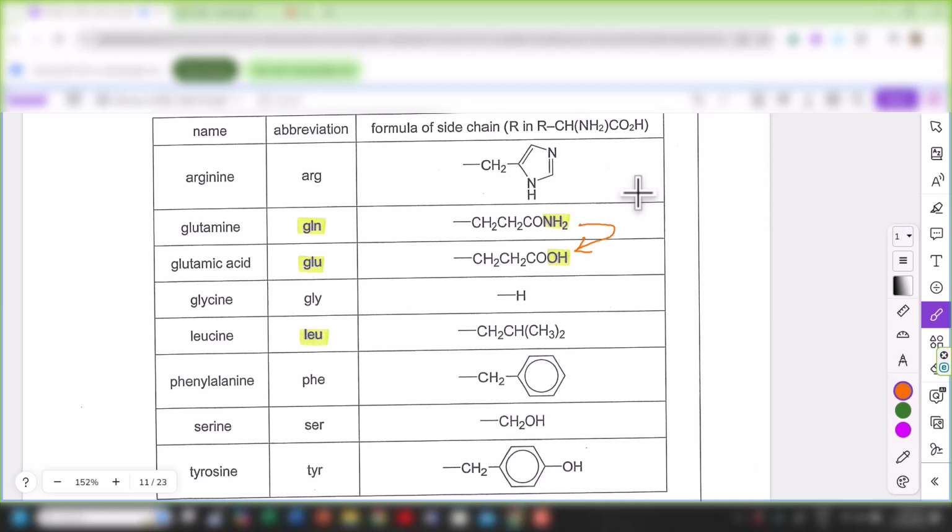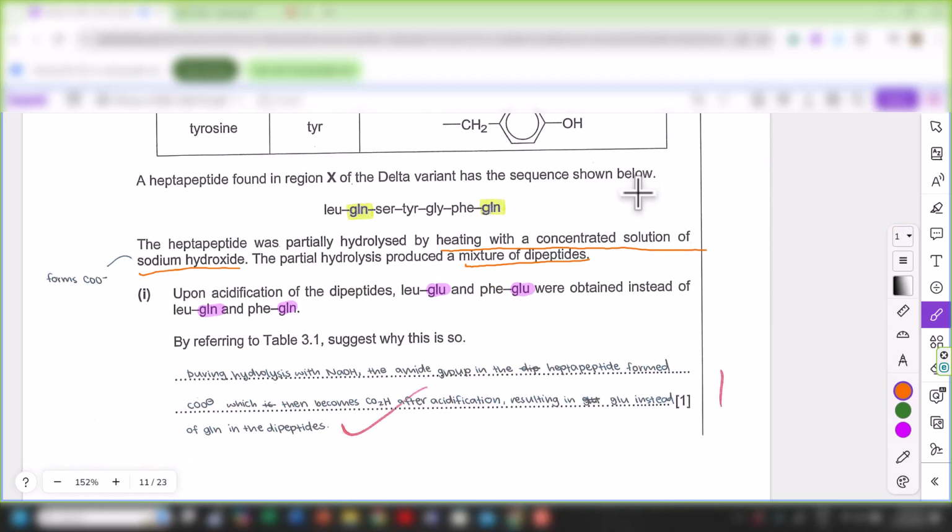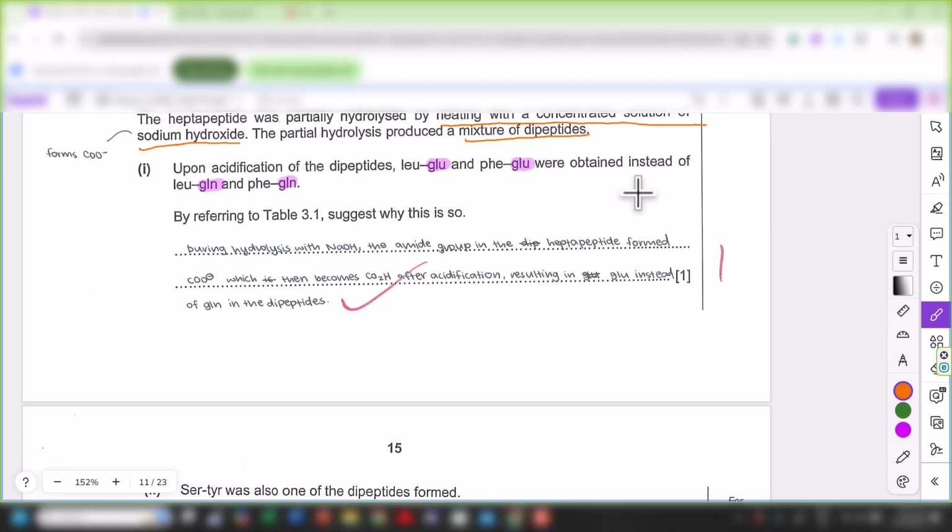Glutamine undergoes alkaline hydrolysis to give the conjugate base of glutamic acid. Then upon acidification, glutamic acid is obtained. That's all you need to say. You can say it in any way you want, as long as that meaning is clear. Would that be alright? So we just focus on the key things.